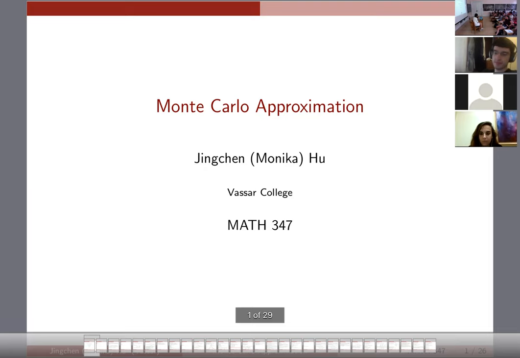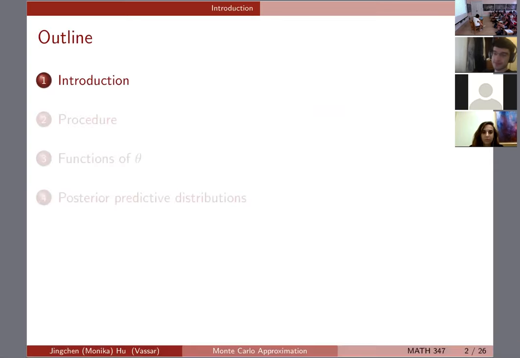And a different situation is sometimes even if an analytic solution is possible, say you can derive what the posterior distribution is, it will still be very tedious to actually draw from it or to make inference from that. So instead of knowing what that distribution is, you can make draws from that distribution and then summarize from those draws in order to do inference about the mean. So this is the general background. Let me give you some introduction at the beginning and show you how the procedure works.